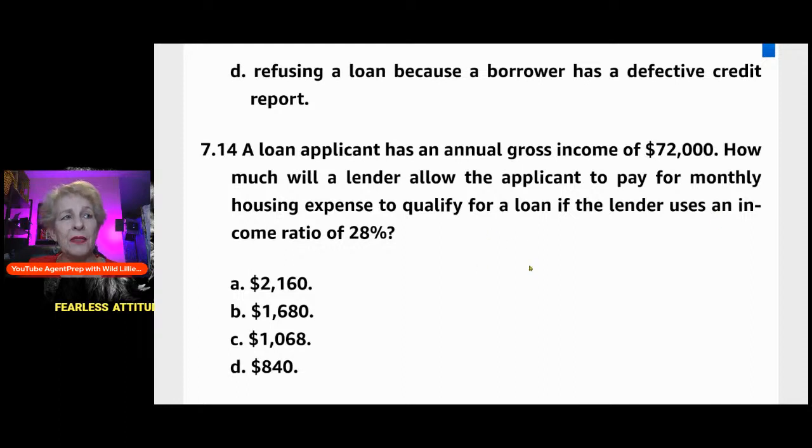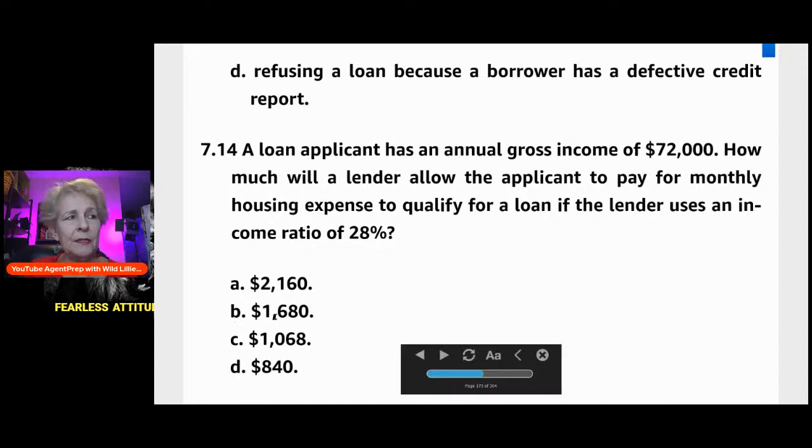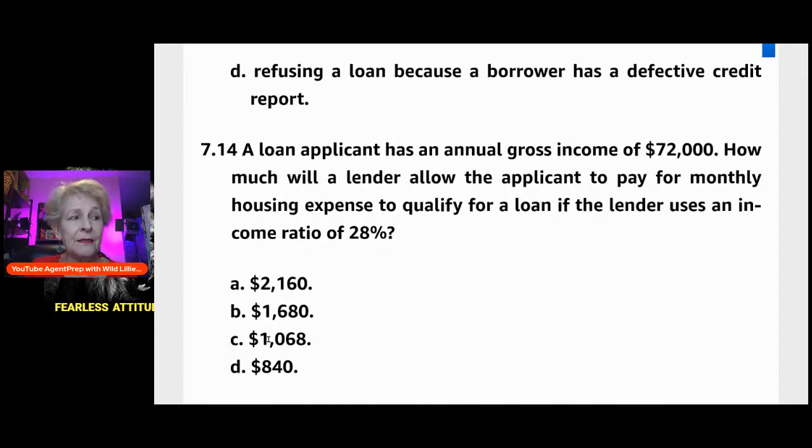Now you have the monthly income. So 6,000, and what's the income ratio? 28% that the lender is going to allow for that buyer to have in order to be qualified. So now we're going to multiply by 0.28. Your calculator may just be 28 and then times, right? Or 28%. So the answer would be what? Is it A, 2160, B, 1680, C, 1068, or D, 840?